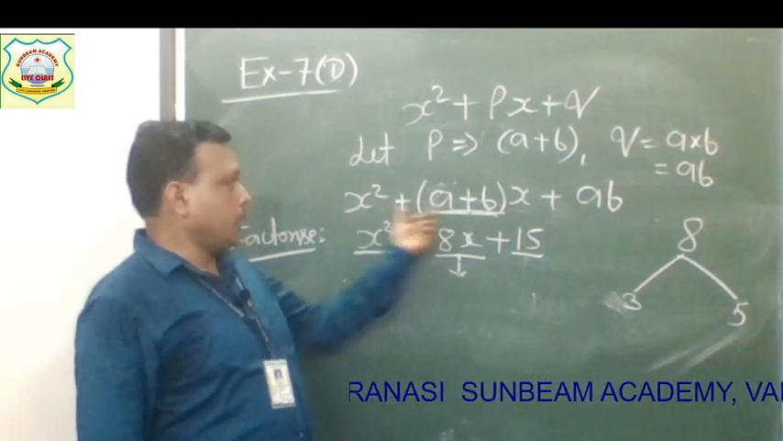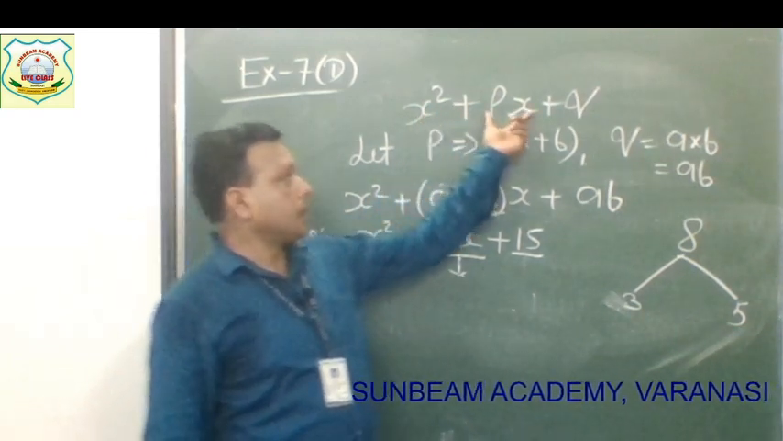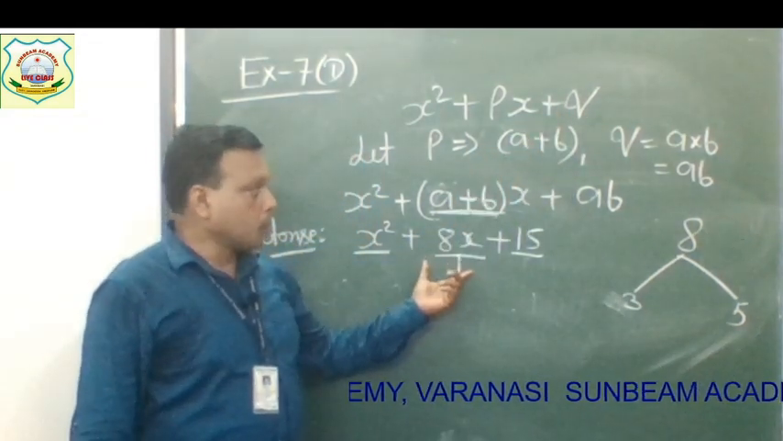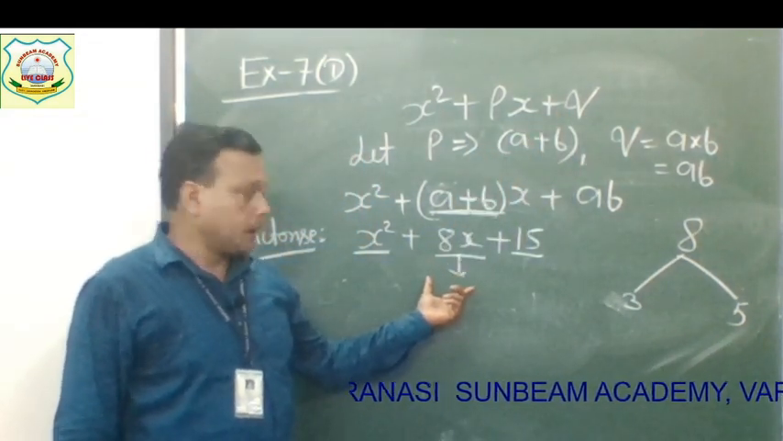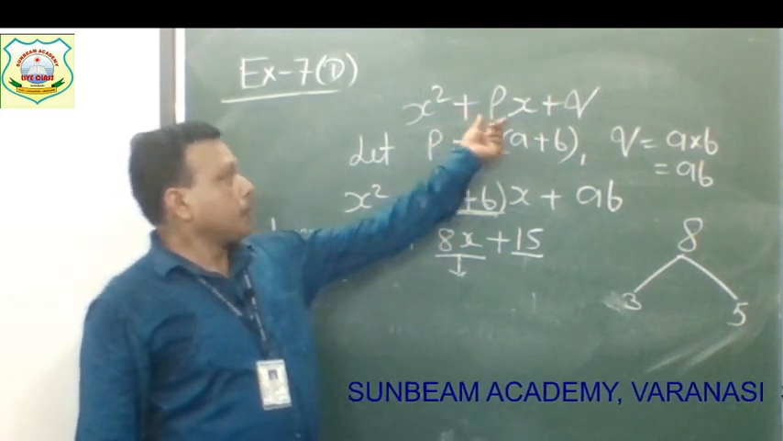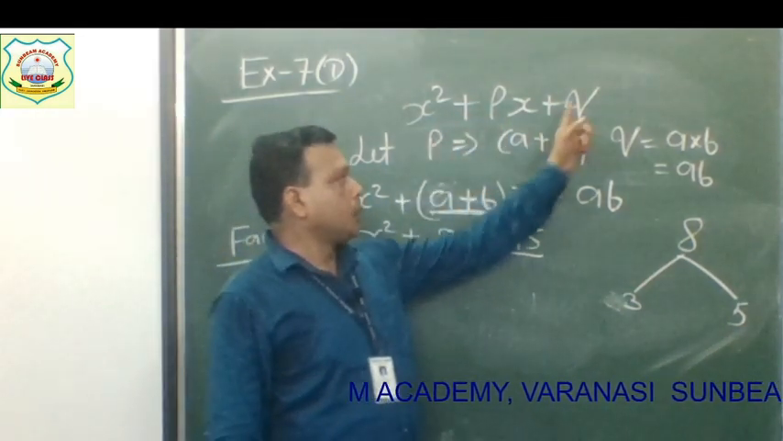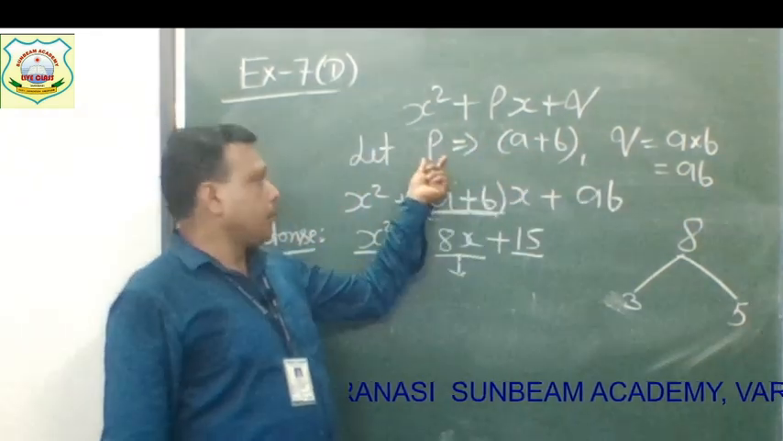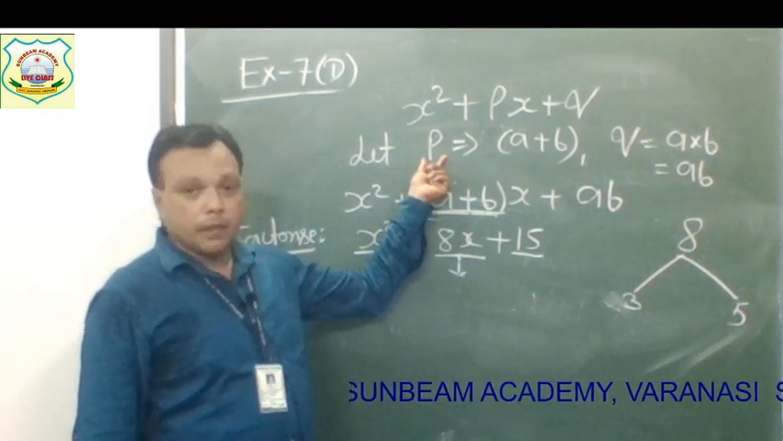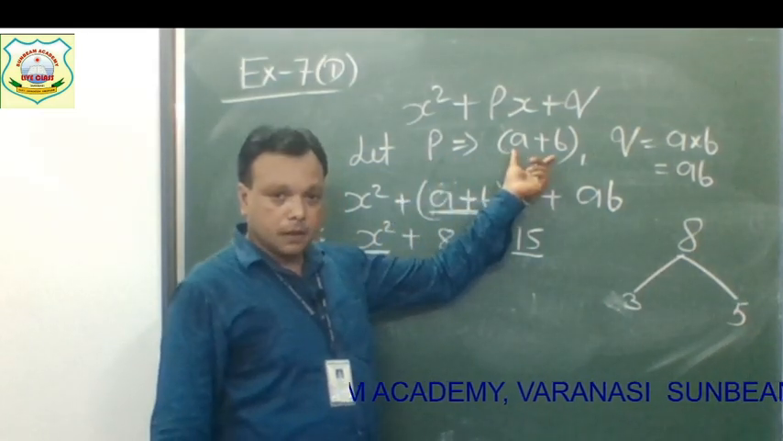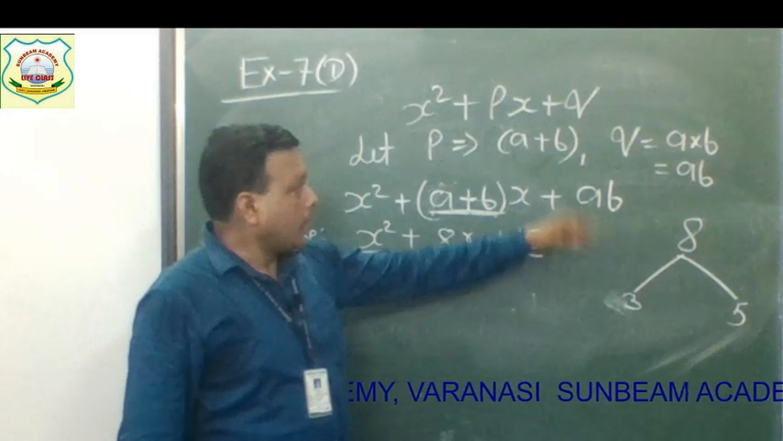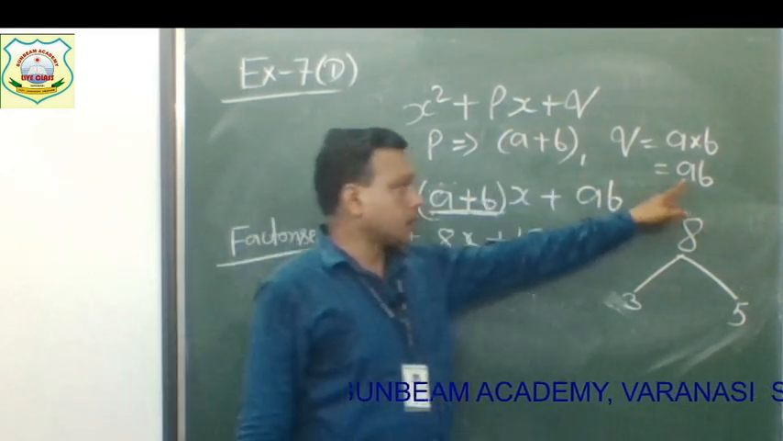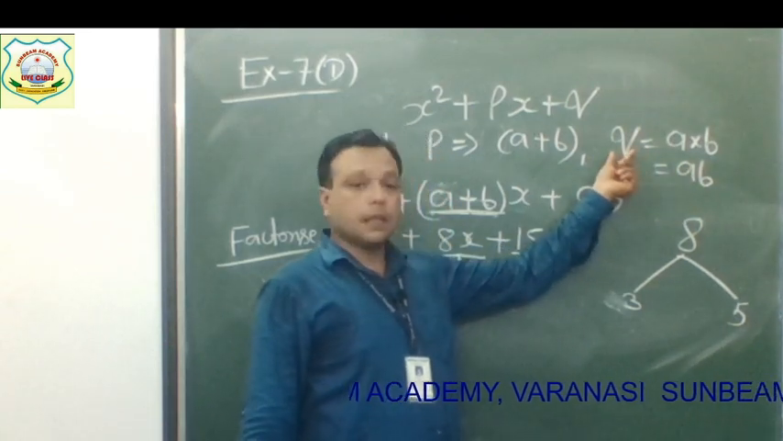Students, x square plus px plus q is given. This is the basic form. When we want to use the middle term splitting method, what should we do? p we will take as a plus b, q we will take as ab. P as a plus b means p will split into 2 terms, that is a plus b, and for q, whatever 2 terms we get, we multiply them, then we can get the q value.